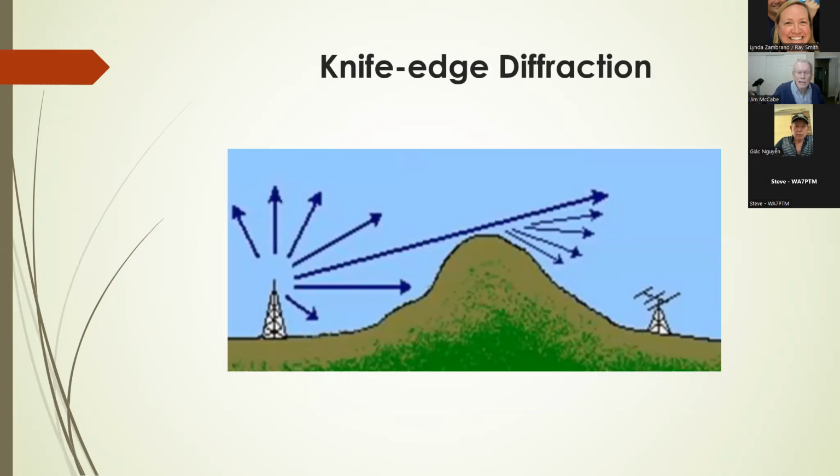Knife edge diffraction. This is what happens when, as I mentioned earlier, radio waves behave somewhat like light waves, and they can be diffracted. In this example, to get over the hill, there's some knife edge diffraction, and so there will be some signal received down here on the other side of the hill, even though it's not directly line of sight.